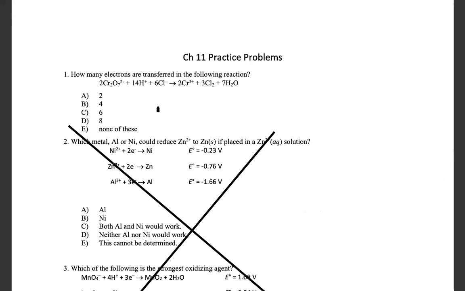How many electrons are transferred in the following reaction? We have 2 chromate ions plus 14 hydrogen ions plus 6 chlorine ions goes to 2 chromium ions plus 3 Cl plus 7 H2O. Any idea how to start?